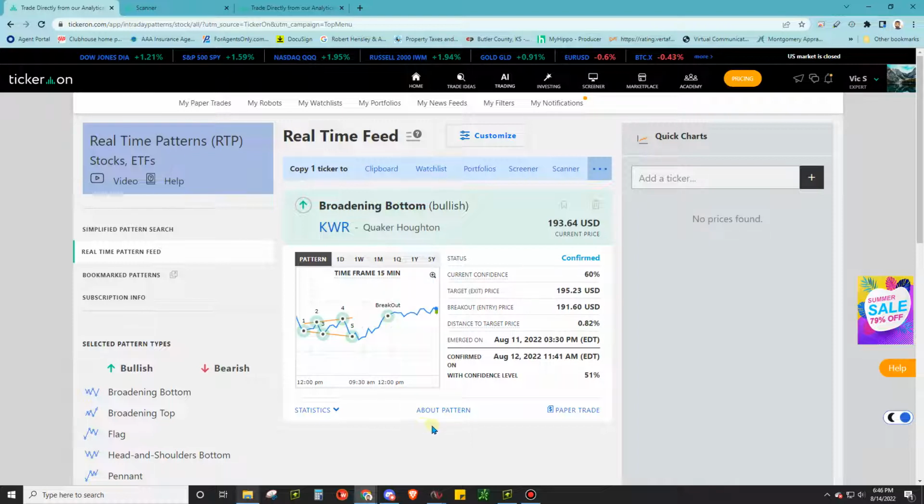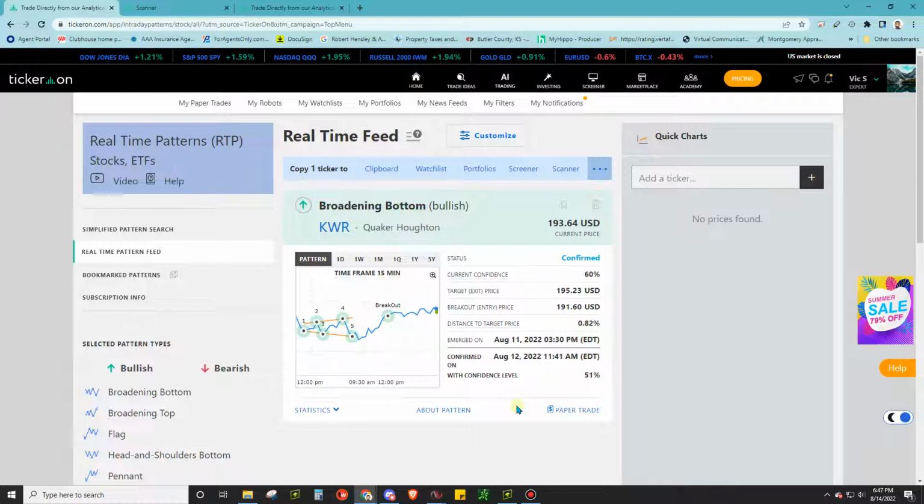But yeah, so here's already KWR with a breakout signal here. Confidence level of 51%. So there's your edge right there. Having something with even 1% of an edge is an edge. So current confidence 60%. This emerged on the 11th, and it was confirmed on the 12th. So we had a bullish scan with insider buying into a dip, and now we have the pattern breakout.